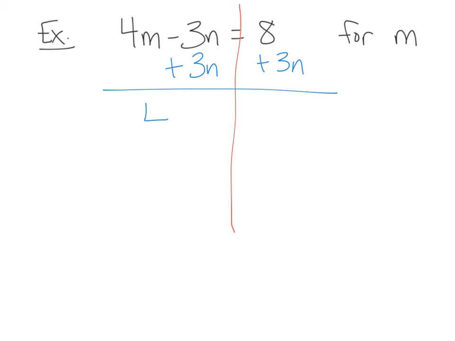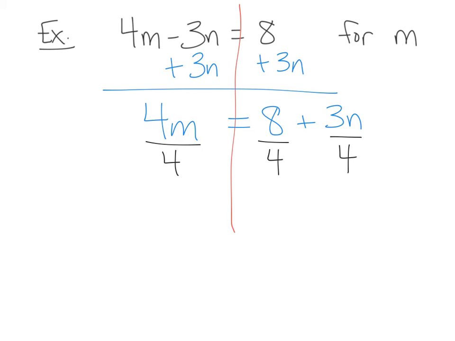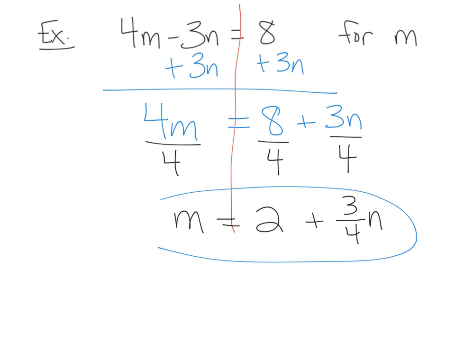I'm left with a 4m on this left side. Now on this right side, I cannot combine the 8 plus 3n. They are different. They are not like terms, so I can't combine them. My next and final step is I want m to be by itself. Right now I have 4 times m, so I'm going to divide everything by 4. Once I do that, I'm left with m over here. 8 divided by 4 is actually clean, so I can make that a 2. And then this, you can write like this. You could have kept it the same, but this would be your final answer.